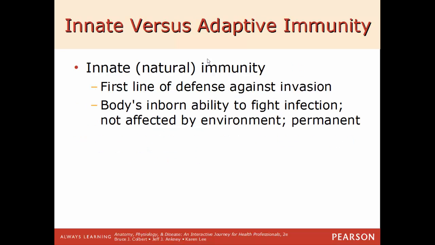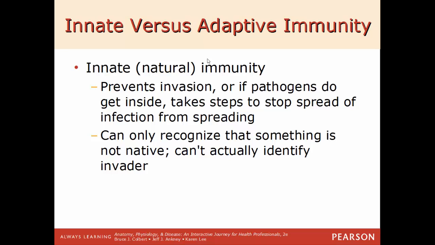Alright, now move on to different types of immunity. We'll talk about the innate versus adaptive immunity. Innate is your natural immunity, what you are born with. This is your first line of defense against invasion. This is not affected by environment. There's nothing you can do to affect this. It's what you are born with, and it's something that is permanent. Alright, your innate immunity will help to prevent invasion, or if the pathogens do get inside your body, it will take steps to stop the spread of the infection.